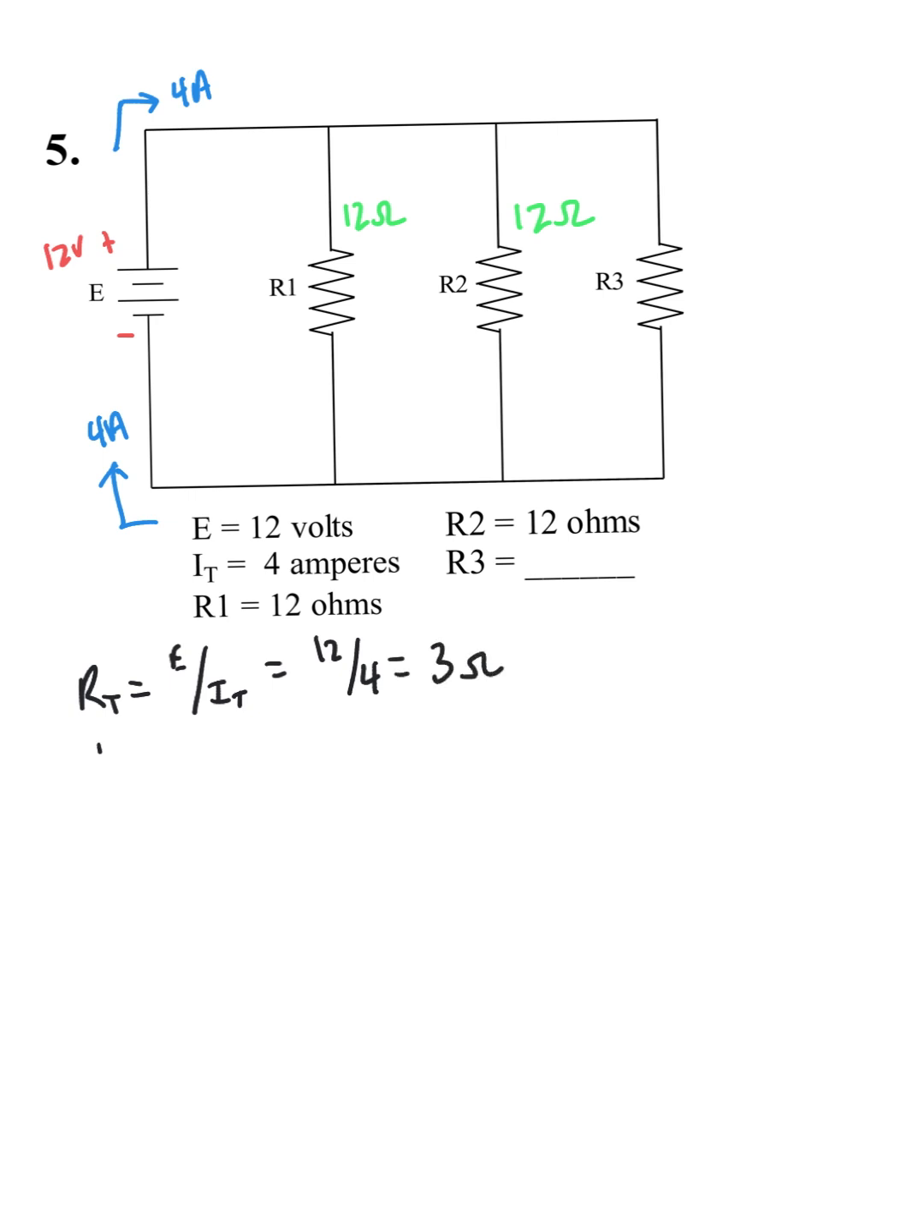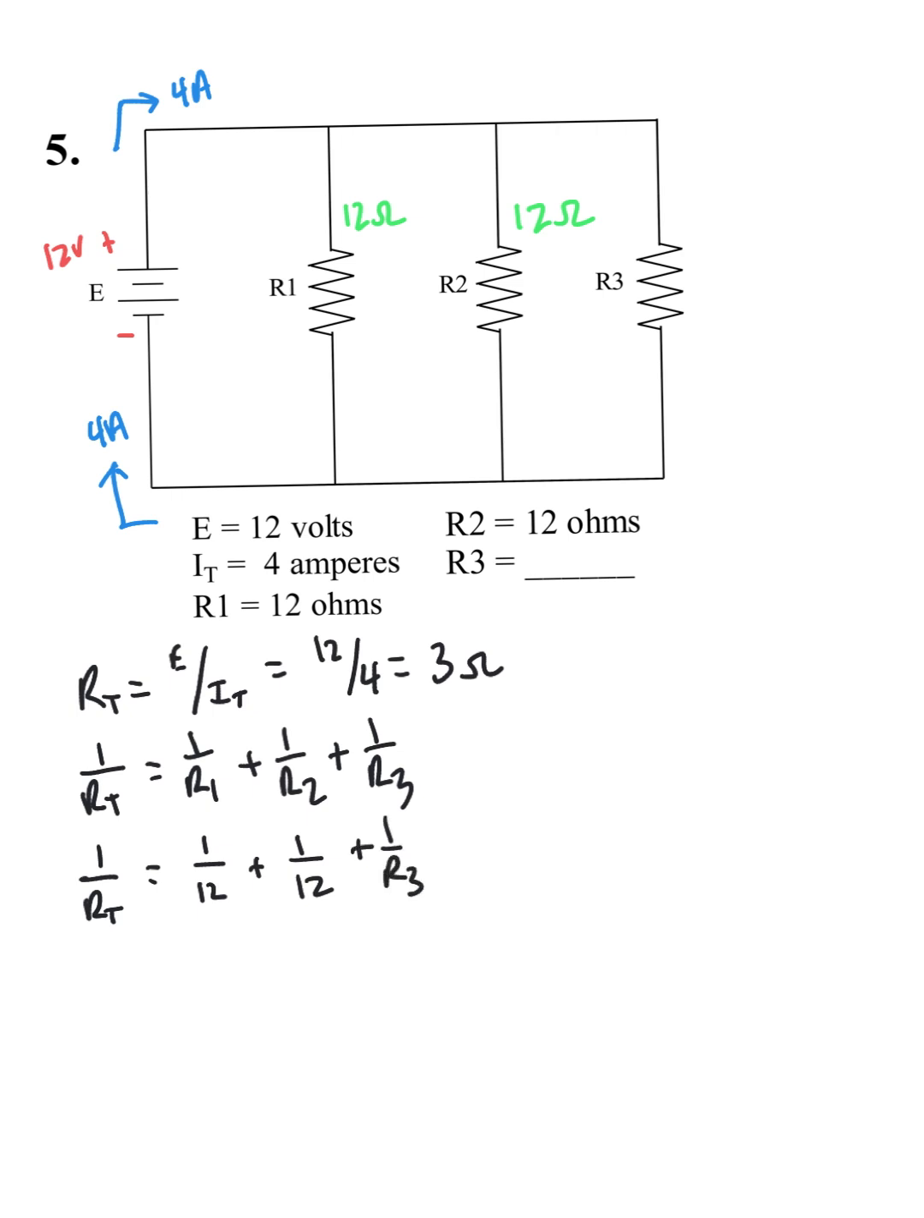Then I'm going to use my parallel circuit formula, 1 over RT is equal to 1 over R1 plus 1 over R2 plus 1 over R3. And then from here, we're going to plug the numbers in that we do know, right? So we got 12 and we got 12 again, and we don't know R3. Oh, and I made a slight error here you might have picked up on. I do know RT now, right, was solved for 3. So this should look like that.